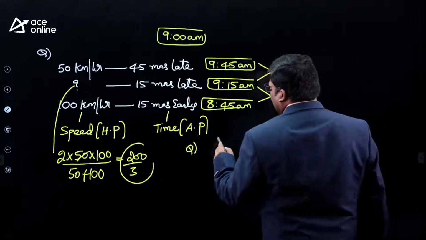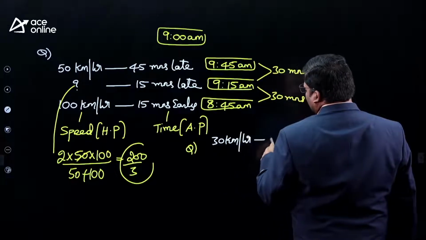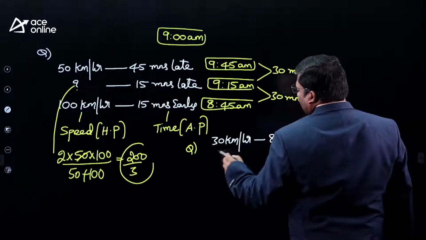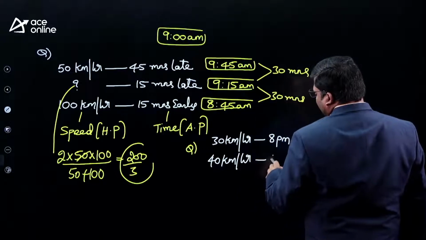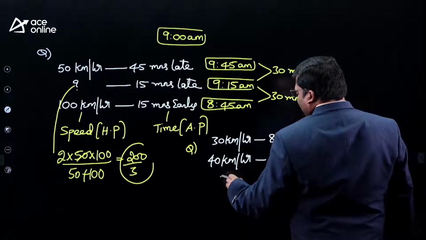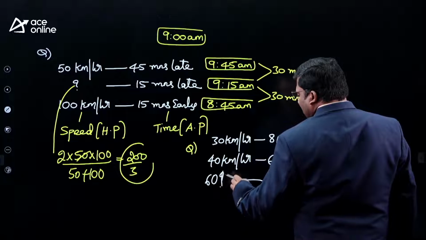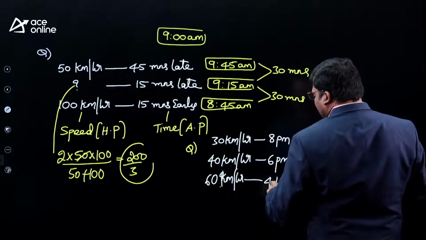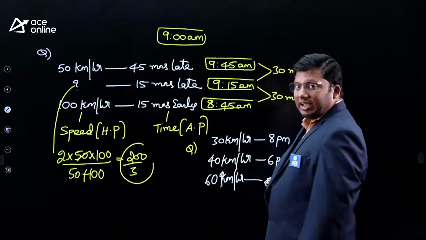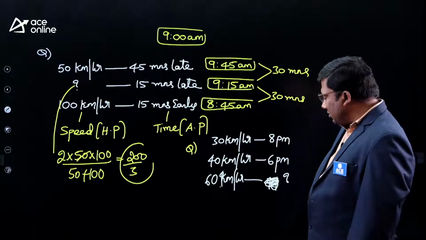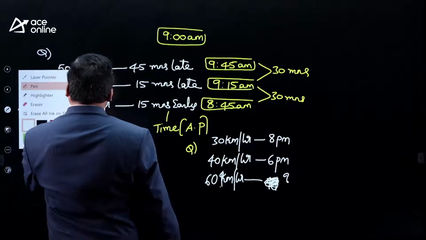30 km per hour, 8 p.m. 40 km per hour, 6 p.m. Let me change the question. If it is 60 km per hour, at what time will he reach? 30 km per hour, 8 p.m. 40 km per hour, 6 p.m. 60 km per hour, at what time will he reach?